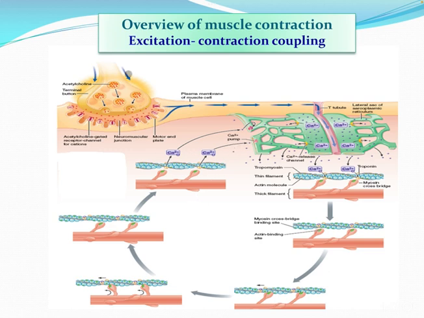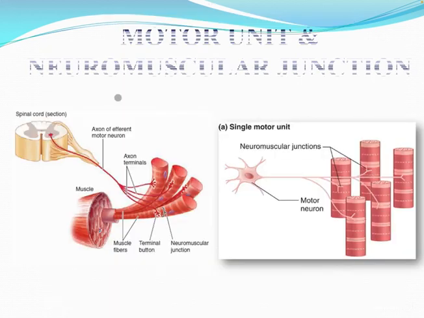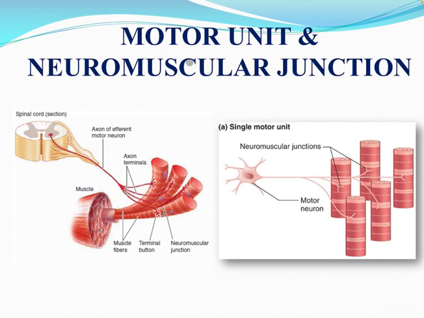This action potential will later lead to muscle contraction. So the first step of muscle contraction is neuromuscular transmission, and that later will lead to the muscle contraction. That's why it is known as excitation-contraction coupling. Motor unit and neuromuscular junction.